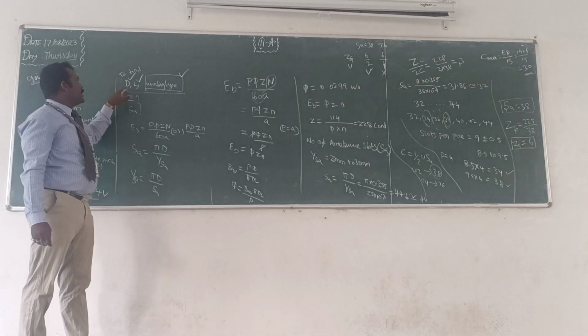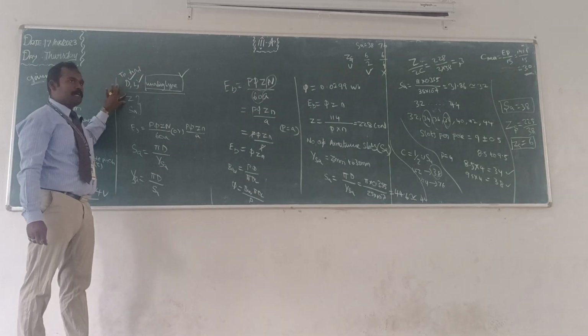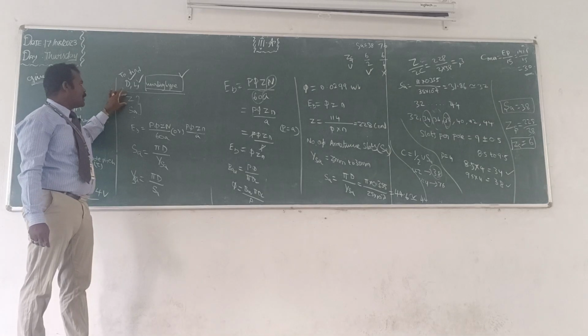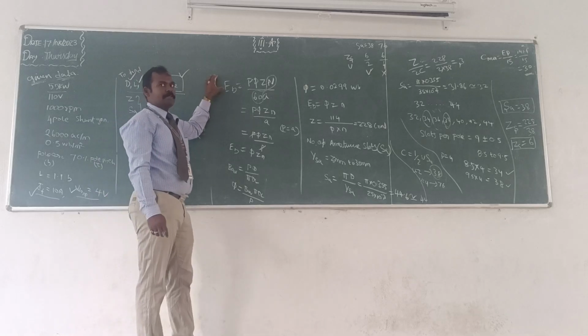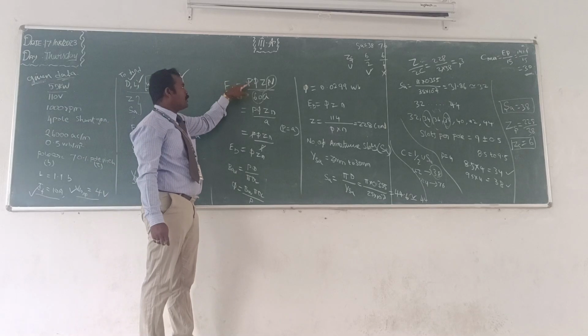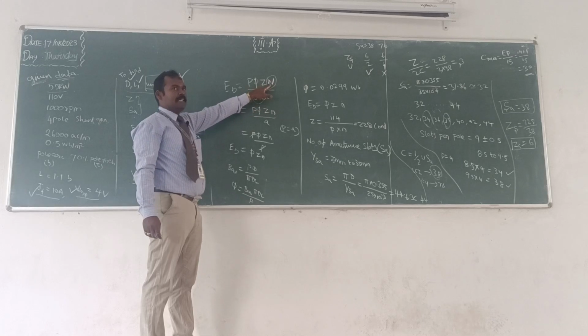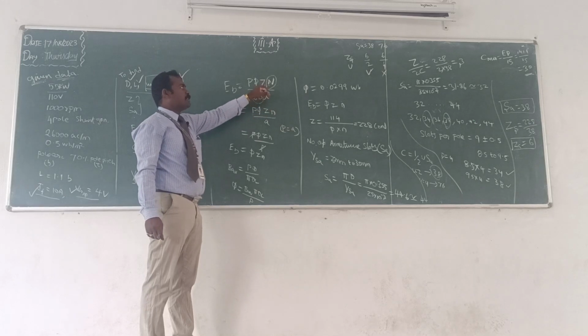So after finding the main dimension and winding type, we should find the total number of conductors and the number of armature slots. We know the formula to find the total number of conductors. The basic EMF equation is E_b equals P phi Z n divided by 60A, where n is the speed in RPM. We can convert the speed to RPS: small n equals capital N by 60.